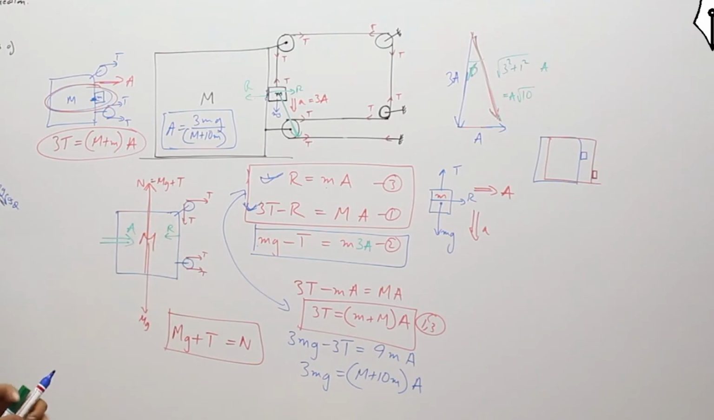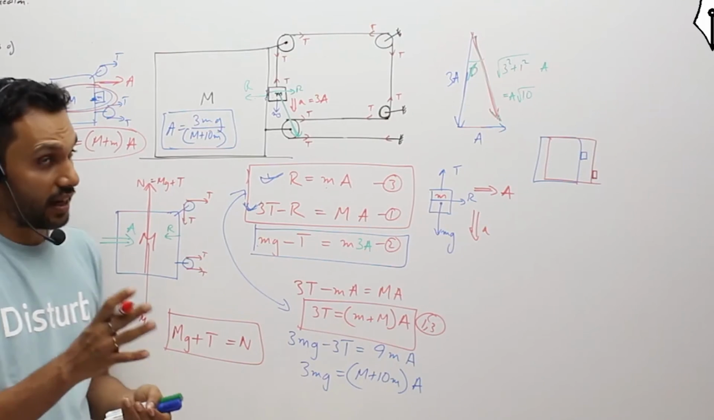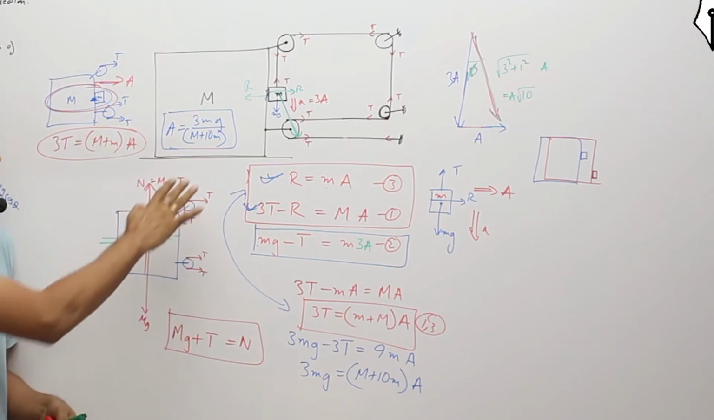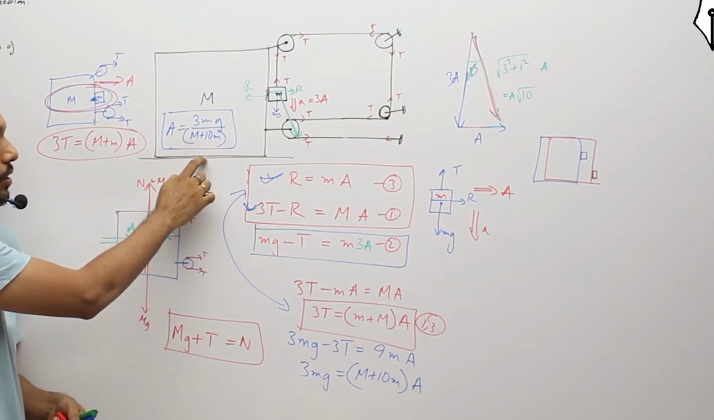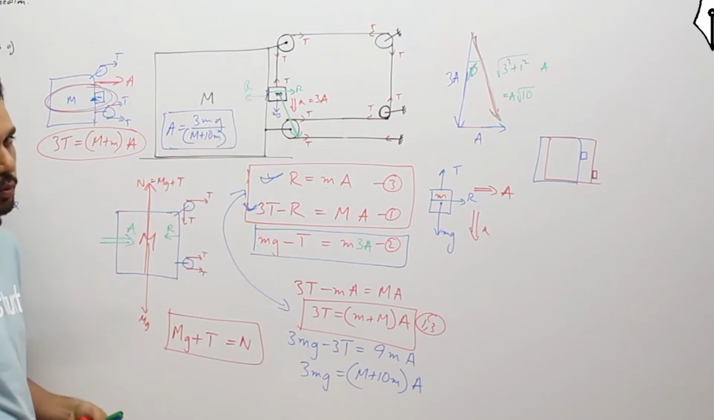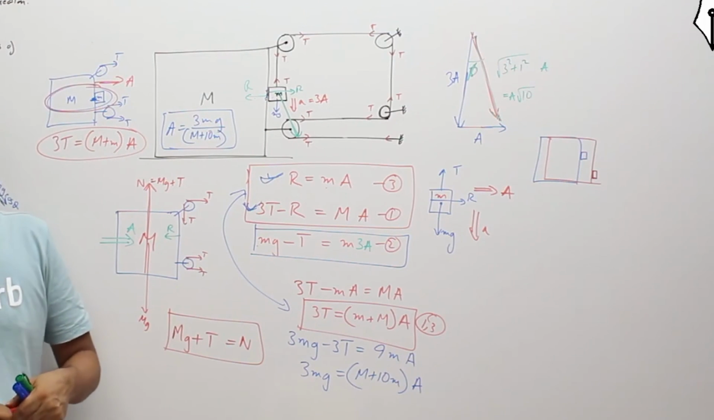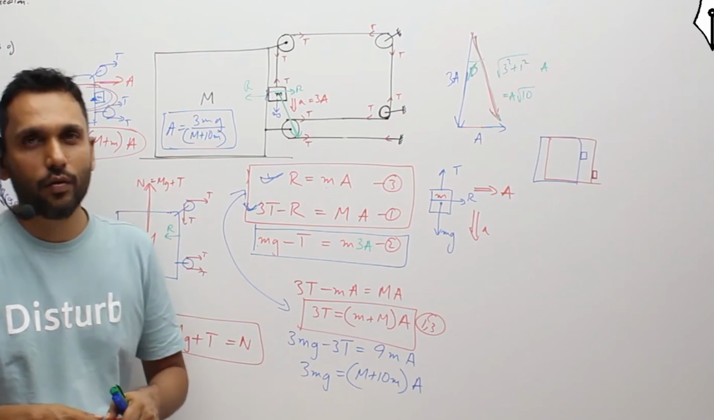One more thing over here is the normal reaction was not equal to mg. The normal reaction was mg plus T. So that is again to be noted, and will be used in questions which involve friction, because the kinetic friction is proportional to the normal reaction between the bodies. So here normal reaction is important to get the friction value.